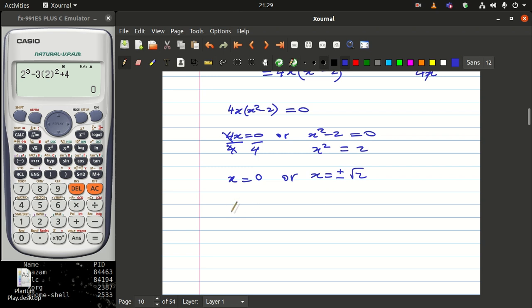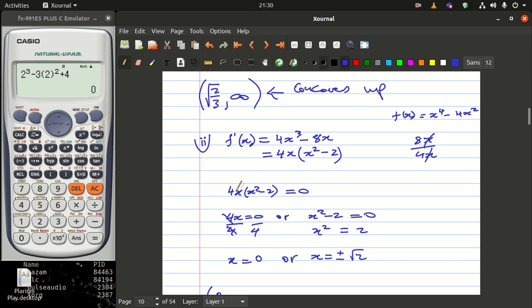So the first thing you need to know here is, if x is equal to 0, what is our y? If x is equal to negative square root 2, what is our y? If x is equal to positive square root 2, what is our y? That is the next step. Our original function has x to the power 4 minus 4x squared.